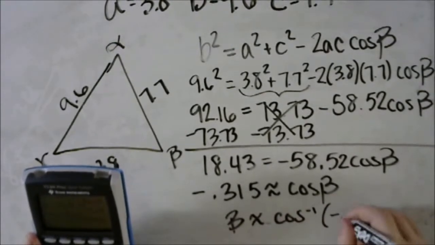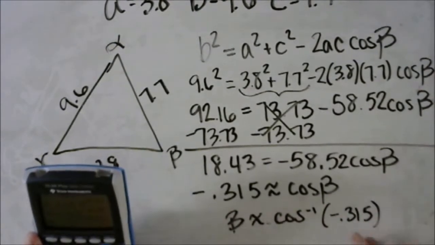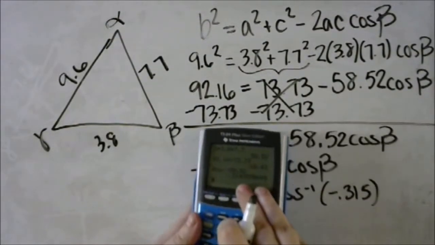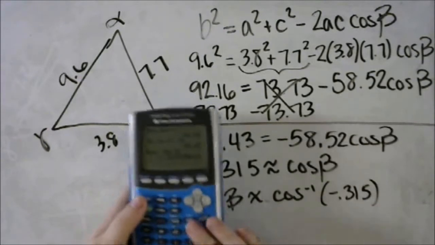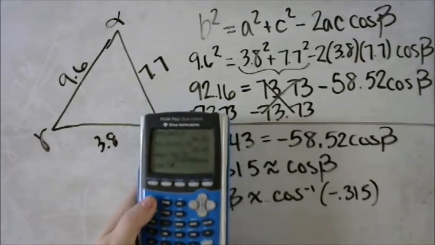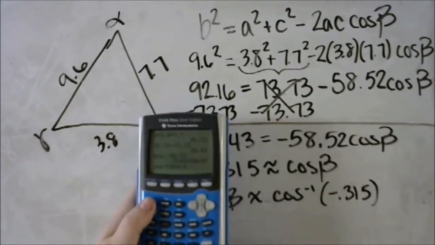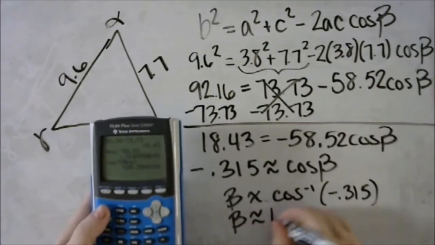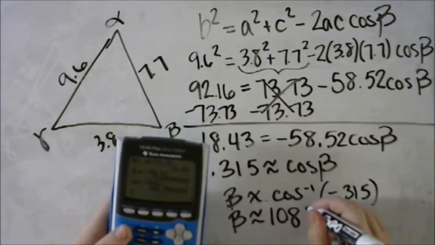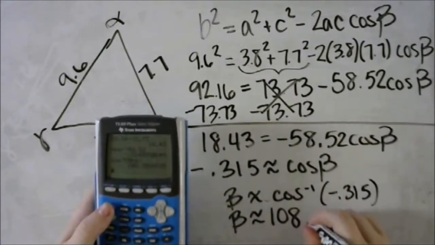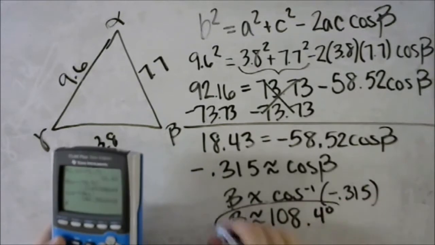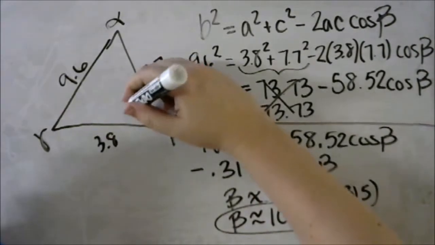Although the value on my board has been rounded, I am not using 3.315. I'm using the entire value that's been stored in my calculator. So I'm going to do second cosine of the answer, and I find that beta is approximately 108.4 degrees. We now have our first angle.